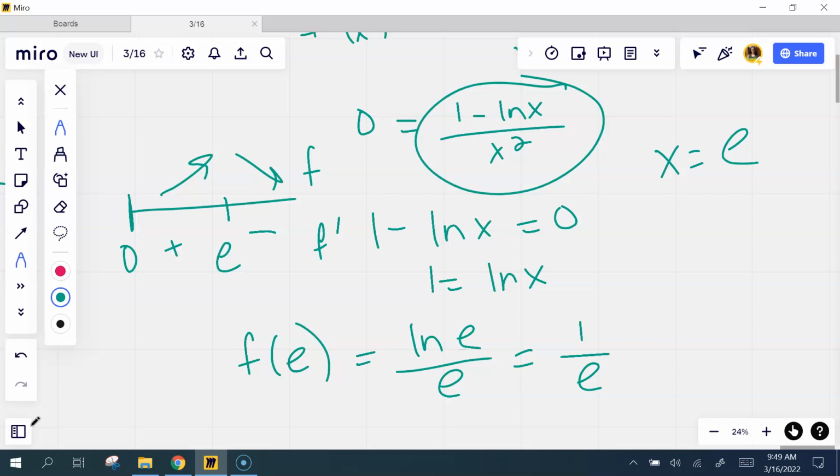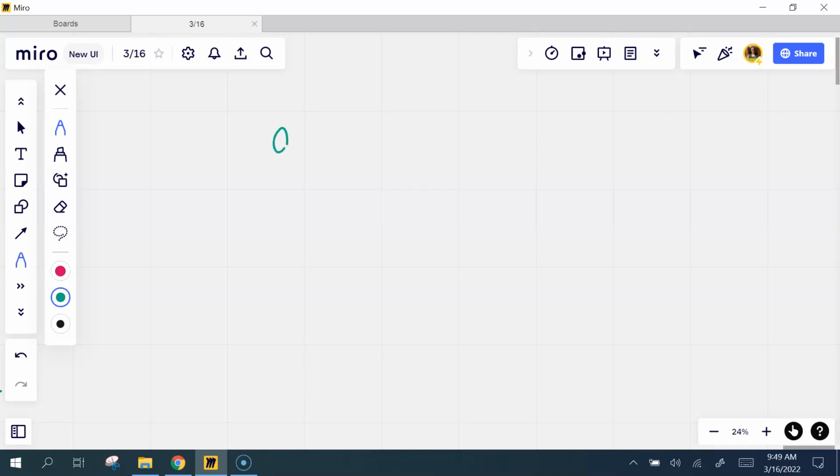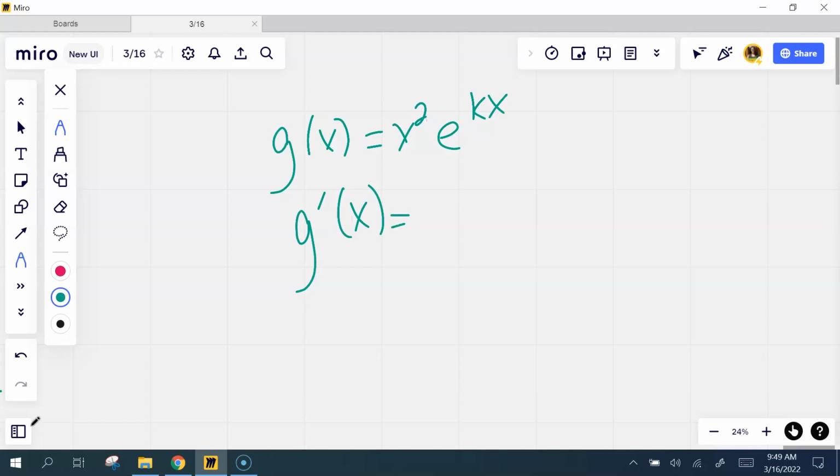24. Let G be the function given by where K is a constant. For what value of K does G have a critical point at X equals 2/3? This one involved a lot of work for me. So G of X, I need to know critical points happen where the derivative equals 0. So we need to find the derivative. Product rule: derivative of the first times the second, plus the first times derivative of the second, e to the kx, but I have the chain rule here. So times k, because the derivative of kx is k.